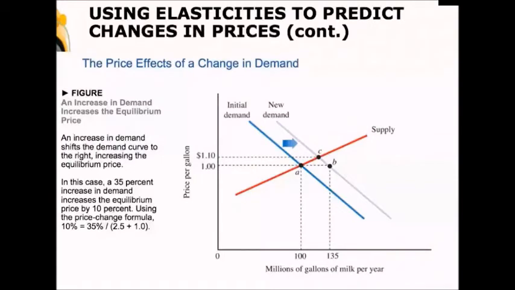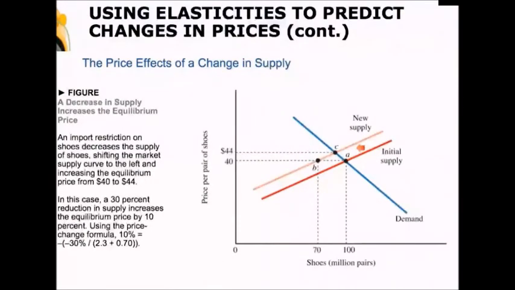Now what if we have a supply shift? In this market, we're going to look at shoes and the price per pair of shoes. Suppose supply decreases. How much does it decrease? It's going from 100 down to 70. So there's a 30% reduction in supply.